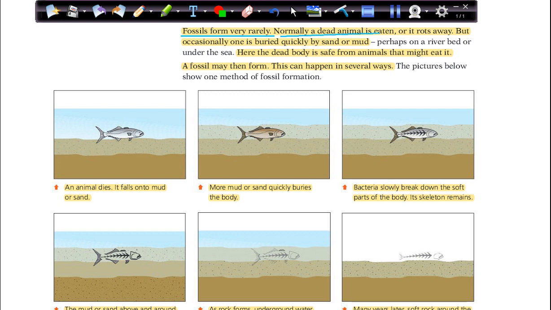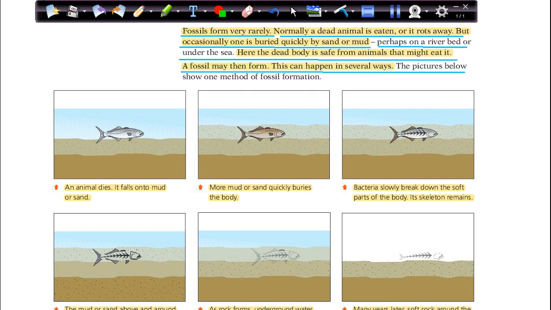Normally, a dead animal is eaten or it rots away, but occasionally one is buried quickly by sand or mud. So if it got buried by sand or mud, perhaps on a river bed or under the sea, the dead body is safe from animals that might eat it. A fossil may then form. This can happen in several ways. So here the picture shows us the formation of these fossils. You can follow step by step.